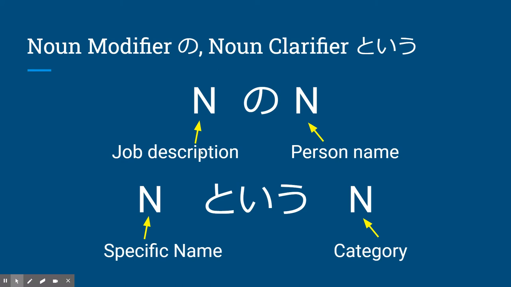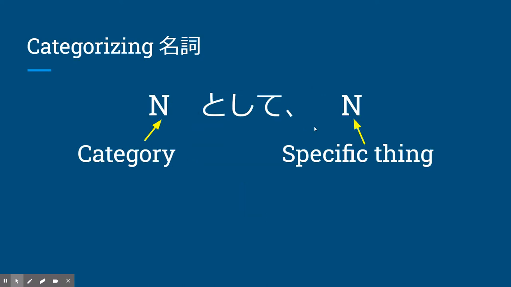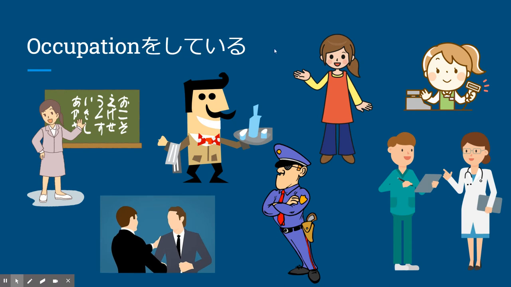So let's see, a job description, we can say isha no Tanaka-san. Isha is the job description, Tanaka-san is the person's name. And then in this case, isha wo shiteiru Tanaka-san. They both mean exactly the same. The difference is that this one is a little bit more specific in the fact that that's their job versus that's their persona. So isha wo shiteiru Tanaka-san would be Tanaka-san who does the job of being a doctor, versus isha no Tanaka-san would be the doctor named Tanaka-san, if that makes sense. So occupation wo shiteiru is used for that.